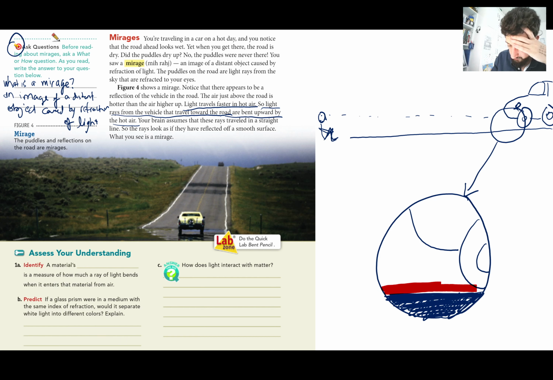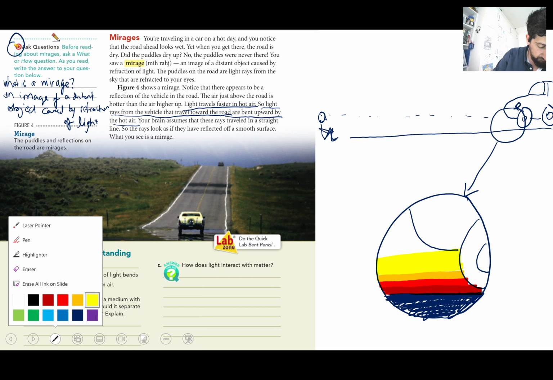Oh yeah, that's beautiful. So the air is very hot just above the road. But then on top of that, it's going to be less hot. So it's going to be slightly cooler, but still hot. And then above that, it's going to be warm, but not as hot. And then it's going to be just kind of lukewarm. Okay, we'll stop there. Now, what happens to light?